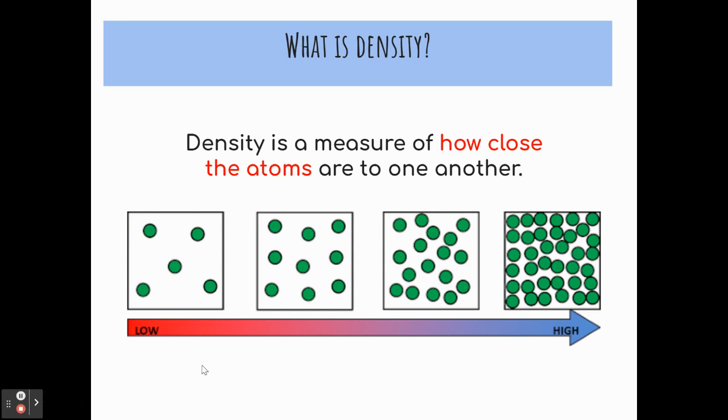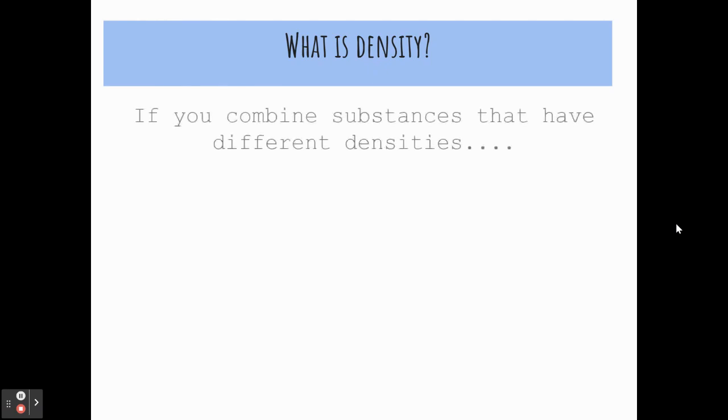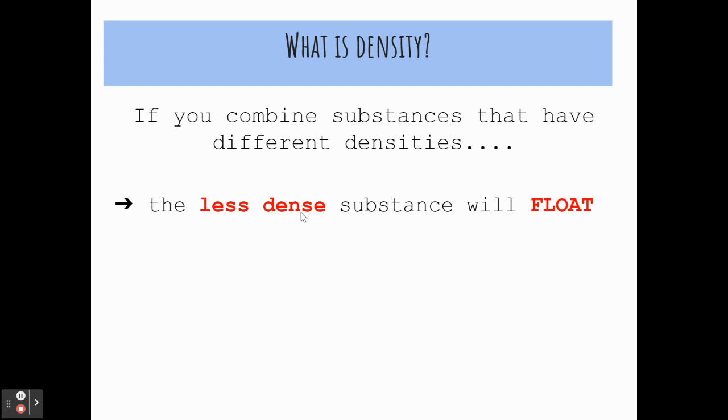So this picture shows low density to high density. This is low density because the atoms are not very close to each other. And as you move up, the atoms get closer and closer together, so the density is getting higher. This is high density, atoms very close to each other, low density, atoms farther apart. So if you combine substances that have different densities, then the less dense substance will float, and the more dense substance will sink.